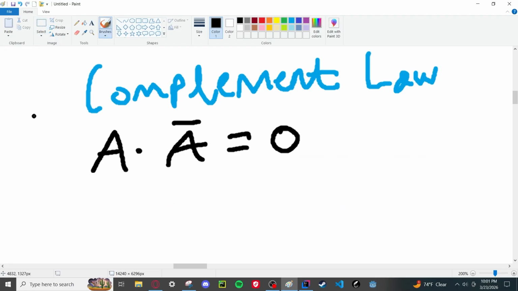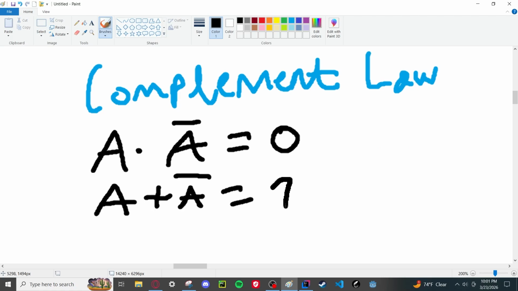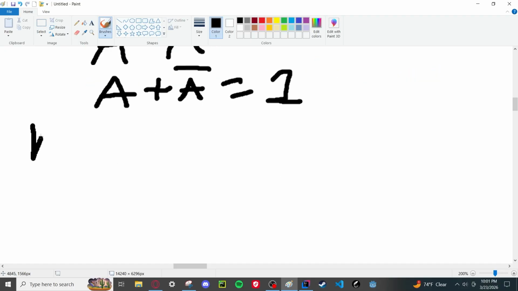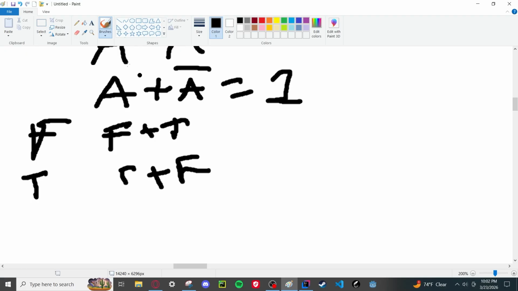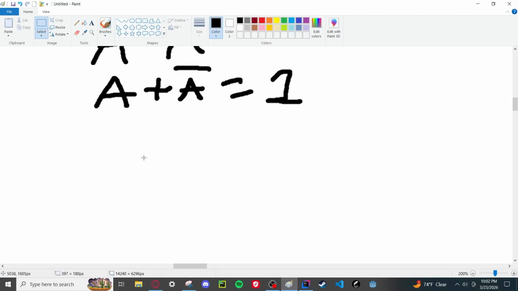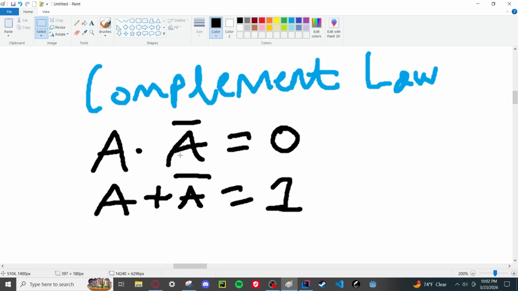And then conversely, if you have A plus A not, this will always be true. Because at least one of these is going to be true. If your A is false, then you're going to have false plus true, which is true. And if your A is true, you're going to have true plus false, which is also true. And remember, plus is OR, okay? A OR A not. A AND A not, times is AND, plus is OR.